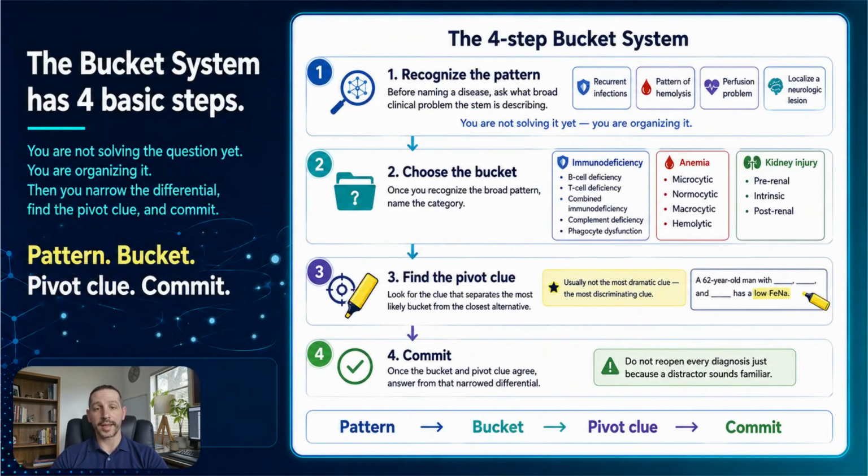Step 1. Recognize the pattern. Before trying to name a specific disease, ask what broad clinical problem the stem is describing. For example, is the patient experiencing recurrent infections? Is a pattern of hemolysis present? What about a perfusion problem? Or is the question asking you to localize a neurologic lesion? You are not solving the question yet. You are simply organizing it.